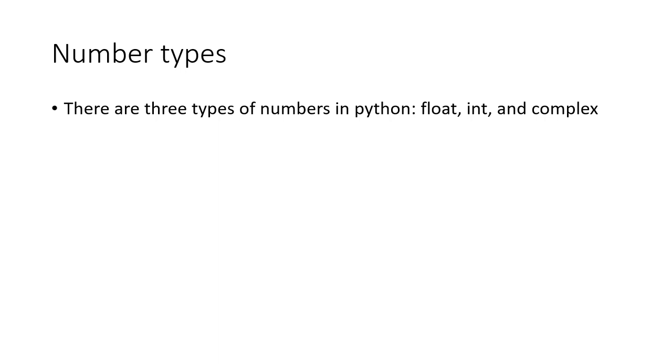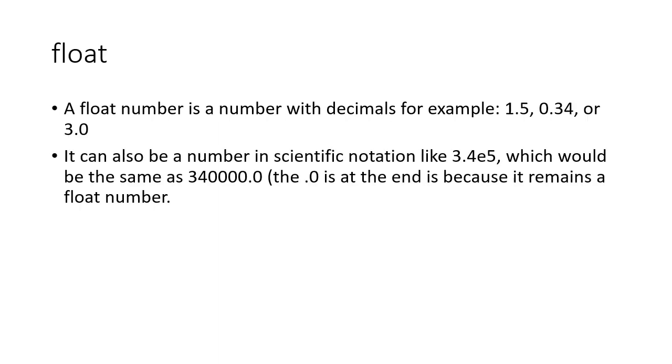Alright, so in Python there are three main types of numbers. We have a float, an int, and a complex number. So a float number is just a number with a decimal. So examples include 1.5, 0.34, or 3.0. So anything with a 0.0 after it will be a float number. It can also be a number in scientific notation. So if you wrote 3.4e5, that's 3.4 times 10 to the fifth, which would be the same as 340,000.0. It's still a float, so you still need the .0 after it for it to be a float number.